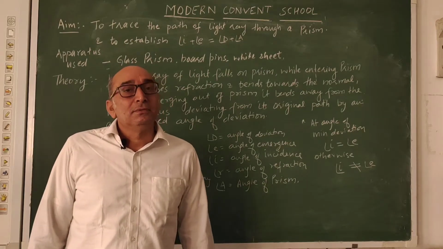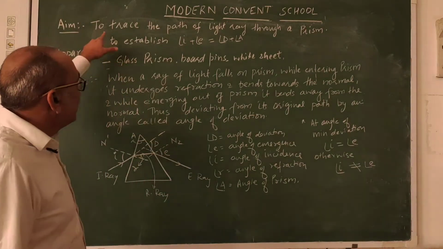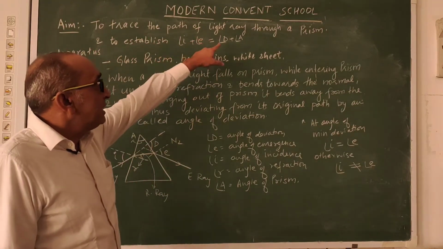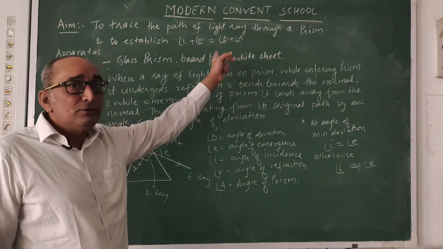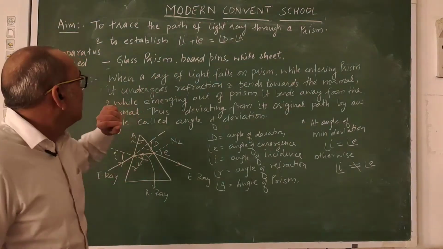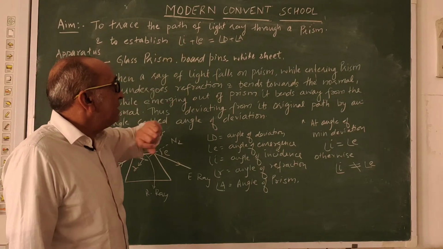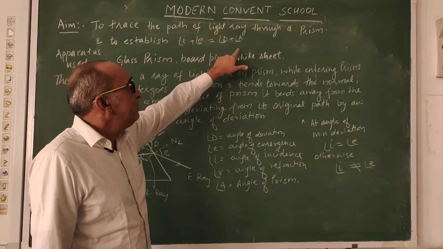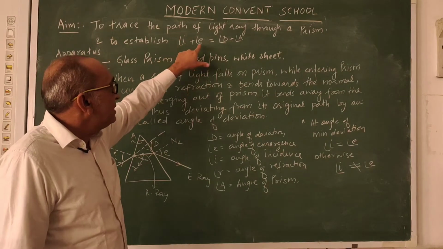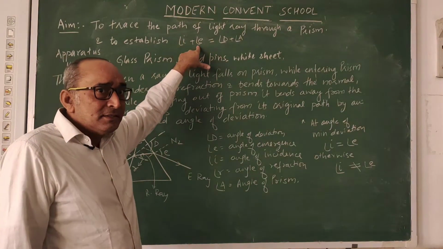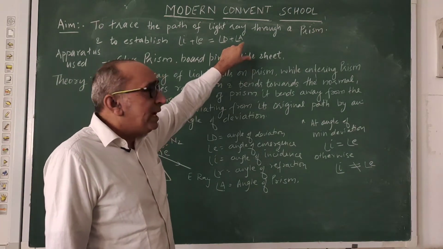Welcome students. Moving on to the next practical of class 10th, that is to trace the path of light ray through a prism. How a light ray travels through a prism we have to see by this activity. And to establish this relation, angle I plus angle E is equal to angle D plus angle A. Angle I is angle of incidence, angle E is angle of emergence, angle D is angle of deviation, and A is angle of prism.